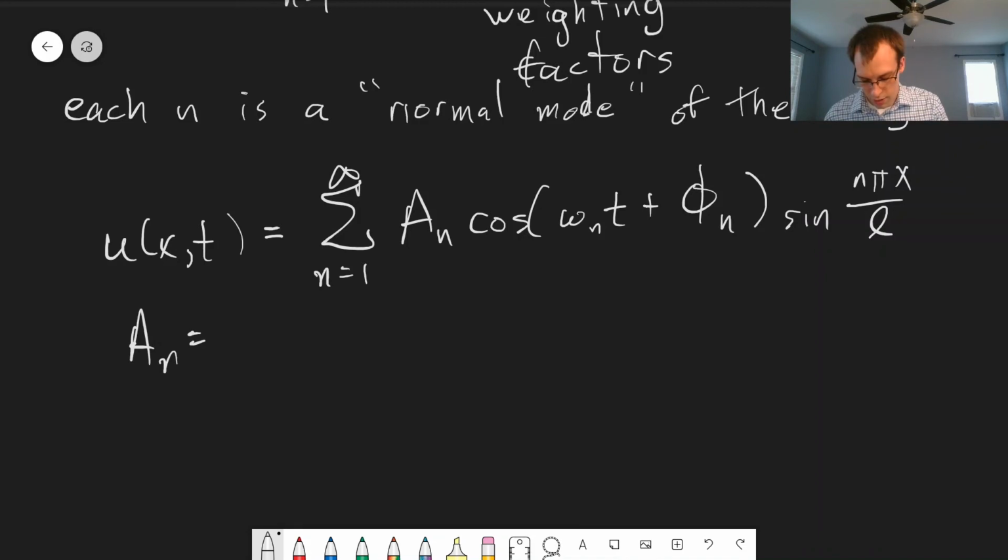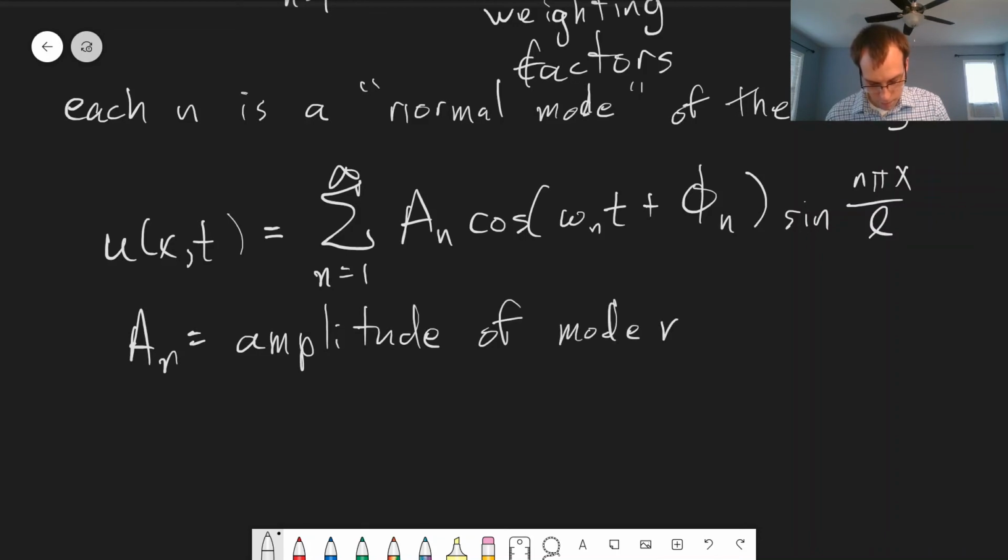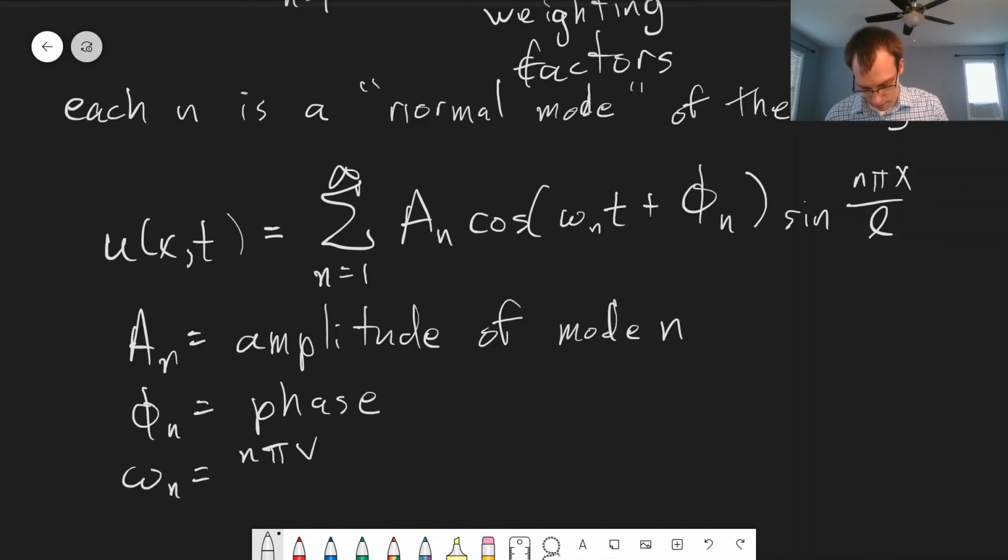So A_n here is the amplitude of mode n. Phi n is the phase. And omega n, just as a reminder, is n pi v over L.